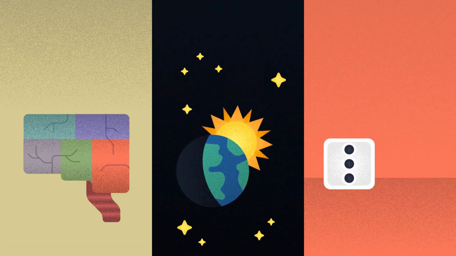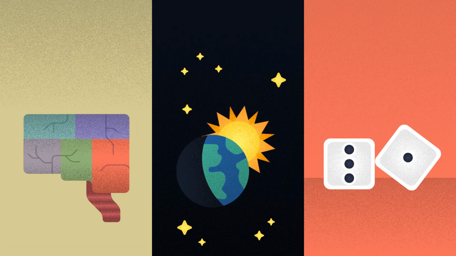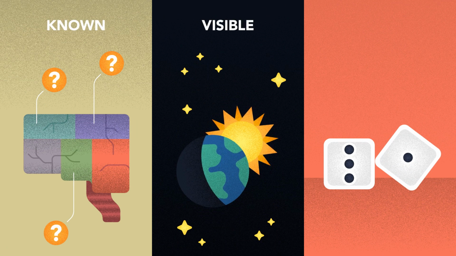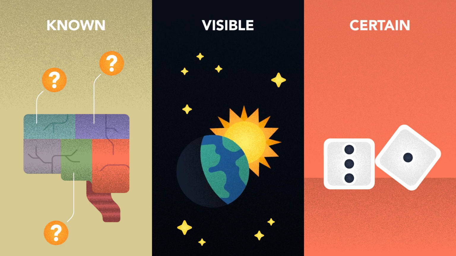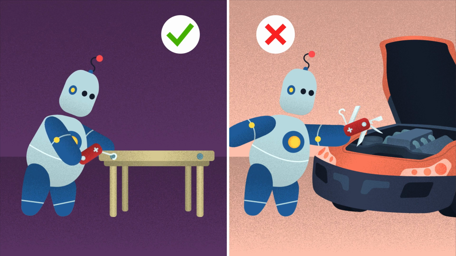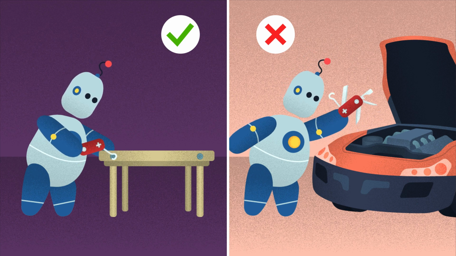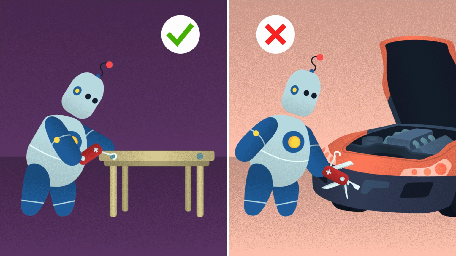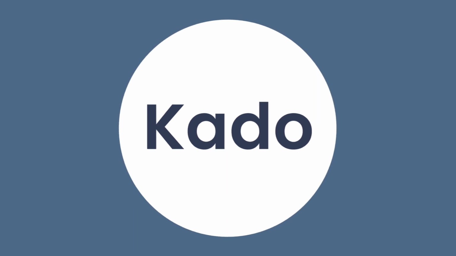Hey, word on the streets that you've got a top-level AI problem that's not fully known, visible, or certain. Oh boy. Ever tried to fix your car with a Swiss Army knife? I didn't think so. Then you get why you shouldn't just throw a machine learning model at complex data. Welcome to Kado, where you'll find your zen.